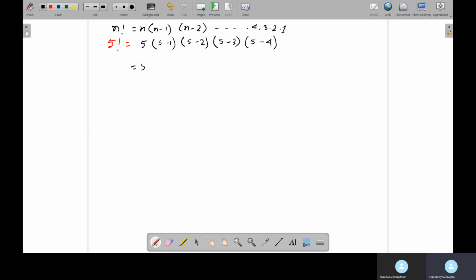So now what is the expression? 5 times 5 minus 1, 4, times 5 minus 2, 3, times 5 minus 3, 2, times 5 minus 4, 1. Now if you multiply, 5 fours are 20, 20 times 3 is 60, 60 times 2 is 120. So my 5 factorial is 120.